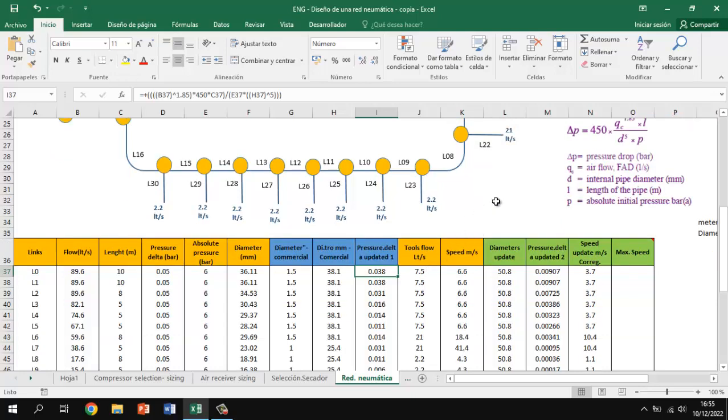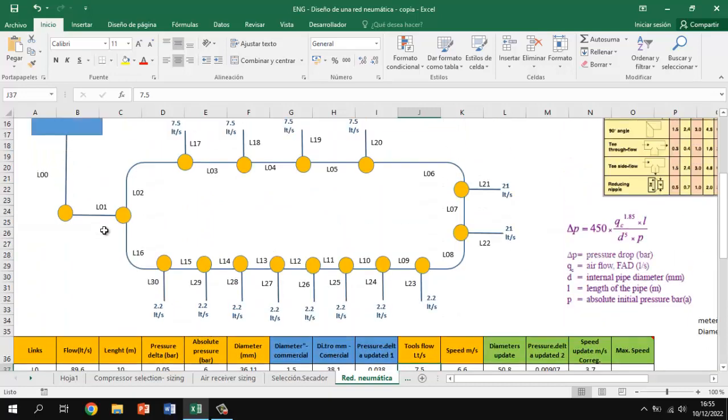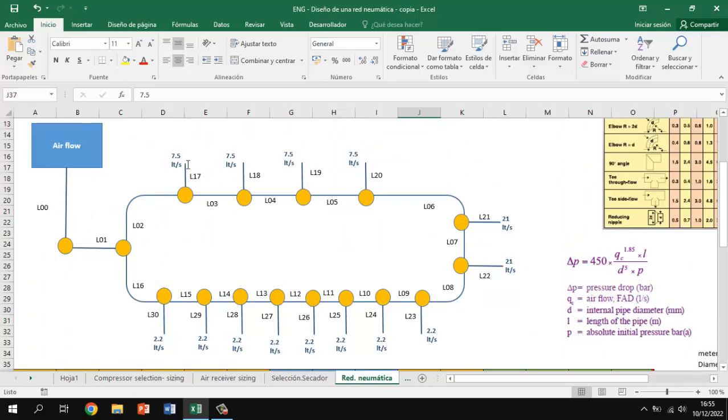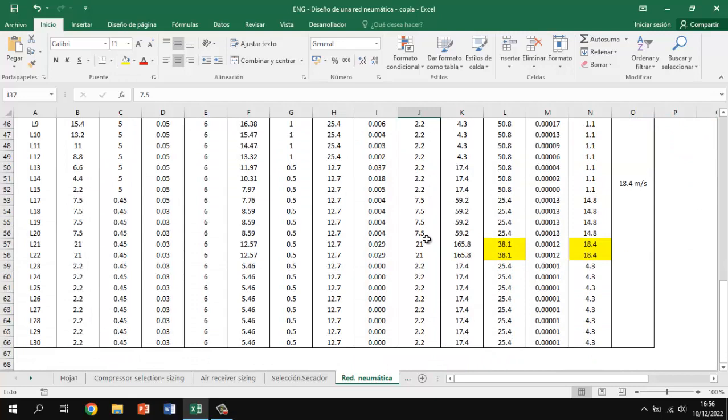How can you know this? You have the flow, in this case for your pneumatic tool. As you can see, I put 7.5 for link 0 because the first demand of compressed air is the first pneumatic tool, the first drill, if I remember. So it's 7.5 liters per second for this tool. That's the reason why I put 7.5, and you put the same in this case.